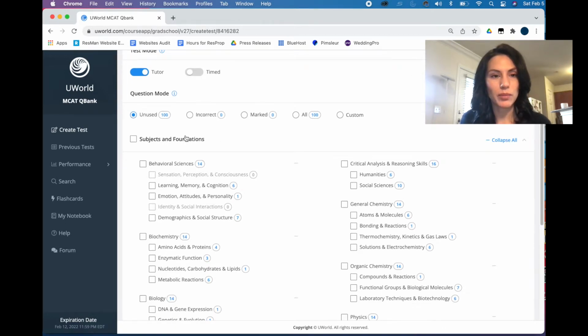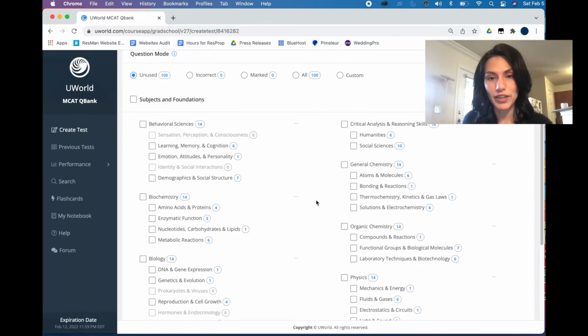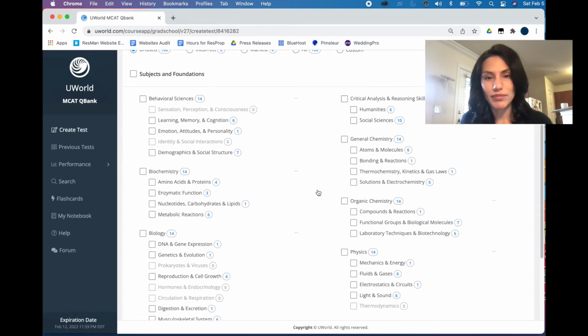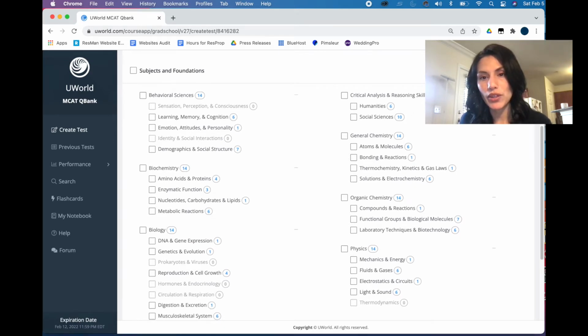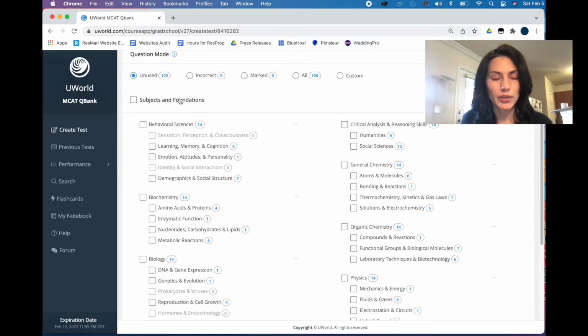We're going to go down to subjects and foundations. So this is where they list all the topics that they have on the MCAT, and the number of questions that UWorld can offer per each subject. When we scroll down here, it says number of questions. This is where you plug in how many questions you want to do at a single time. So let's scroll back up to the subjects and foundations.